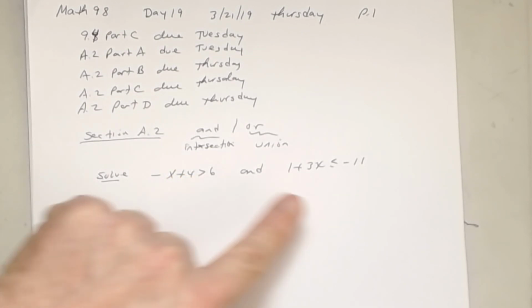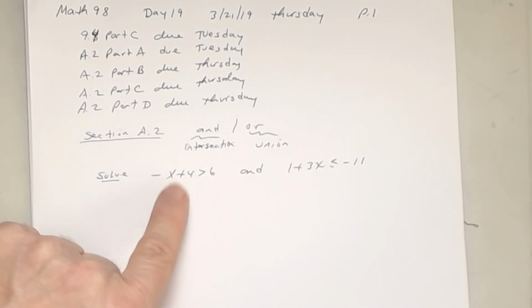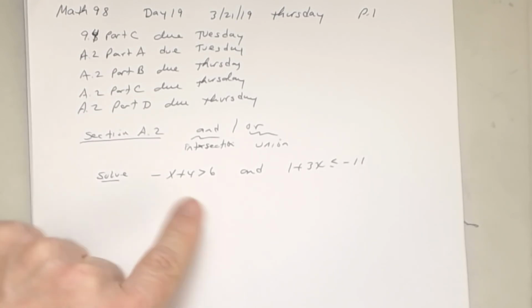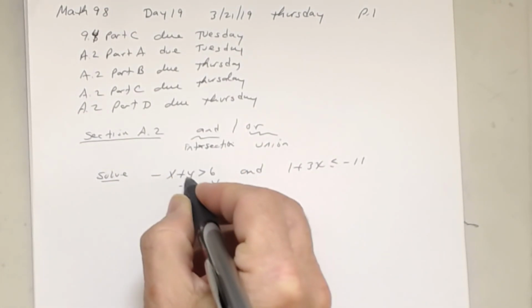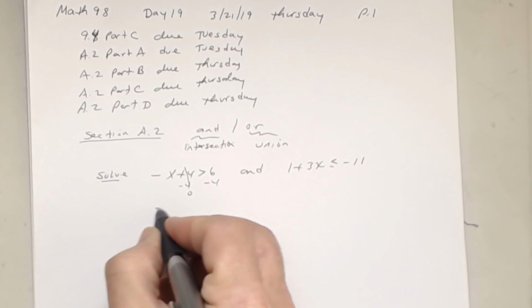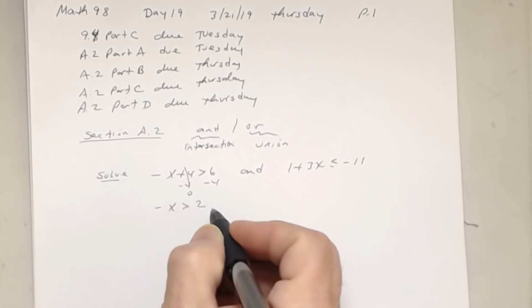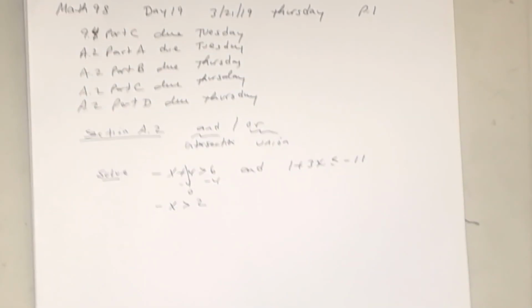So remember, you got to solve each one individually. So how do you find the solutions to this inequality? So you get the variable by itself, so you can subtract 4 from both sides. Combine like terms, so I get negative x is greater than 2. Now how do you get x by itself? Divide both sides by negative 1. Not negative x, not the variable, negative 1.